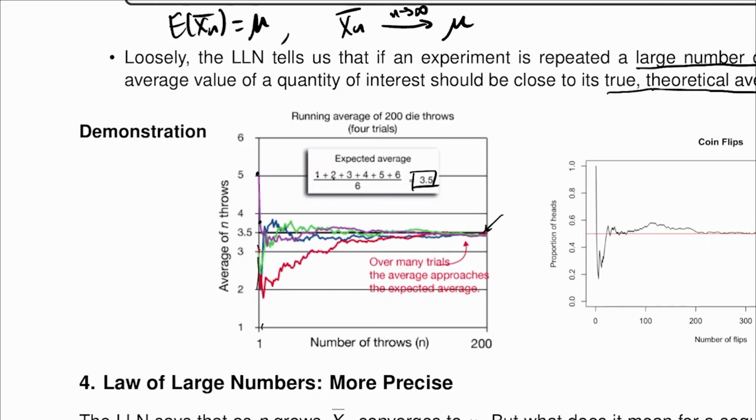If we do many trials, the average approaches the expected average, right? You can do the experiment yourself and verify this. Over many trials, the average approaches the expected average, the theoretical value.